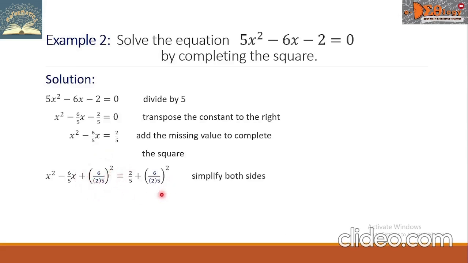Now we simplify both sides. The left side becomes x minus 6 over 10 with power 2 equals 2 over 5.